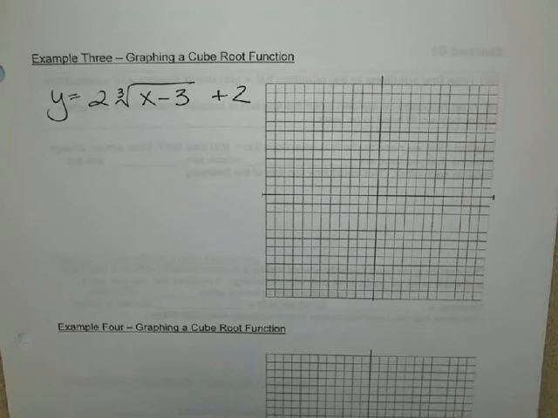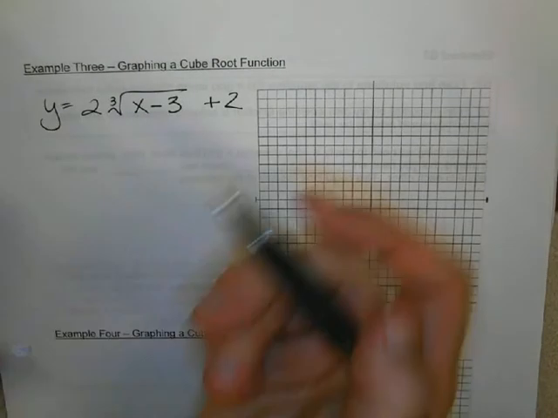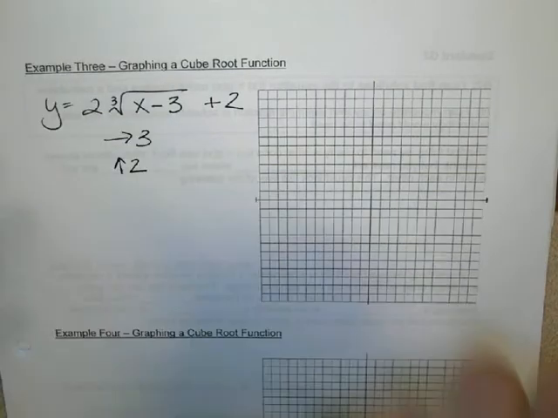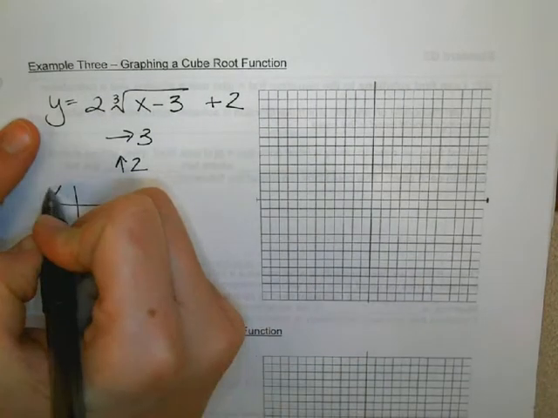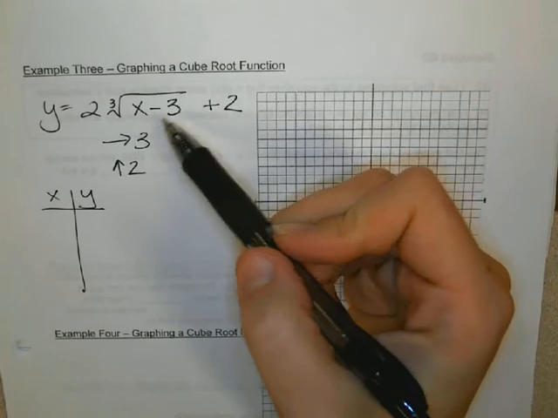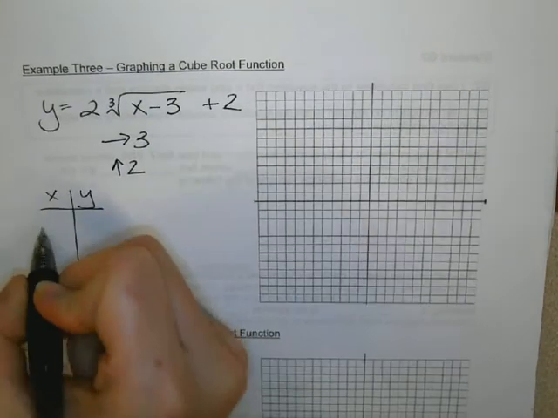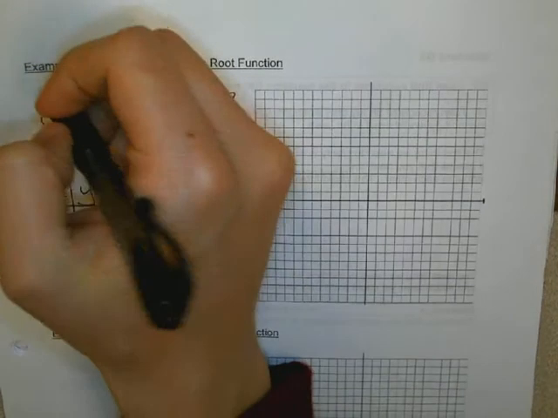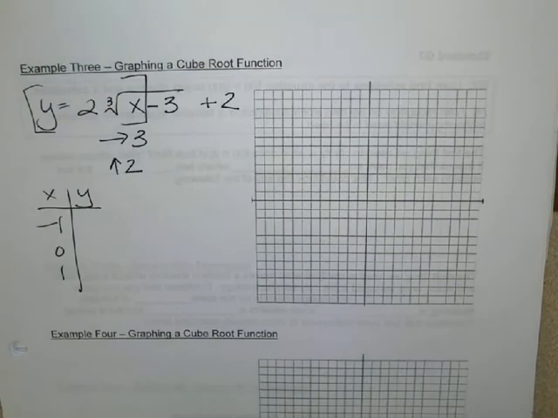Same kind of deal. We're going to label the transformations. So you're going to go to the right 3 and up 2. And with the table of values. Now when you're talking about cube root functions, the x values that are really nice to use are -1, 0, and 1. You don't want to use 0, 1, and 4 because it's not easy to take the cube root of 4 in our heads.